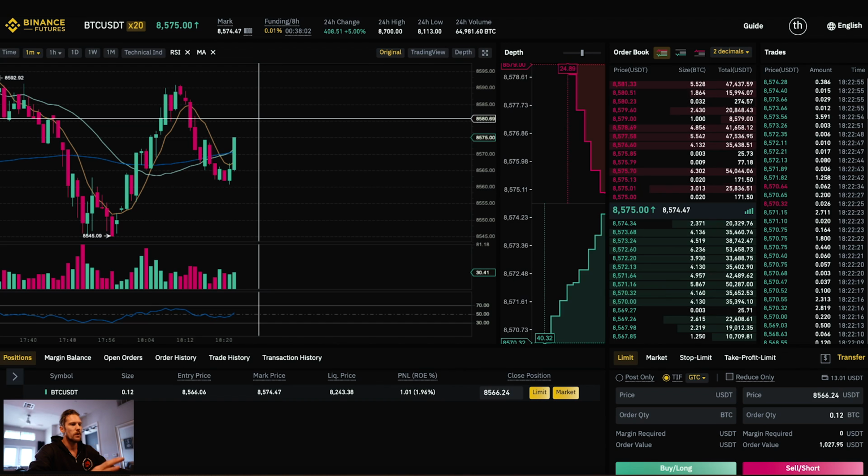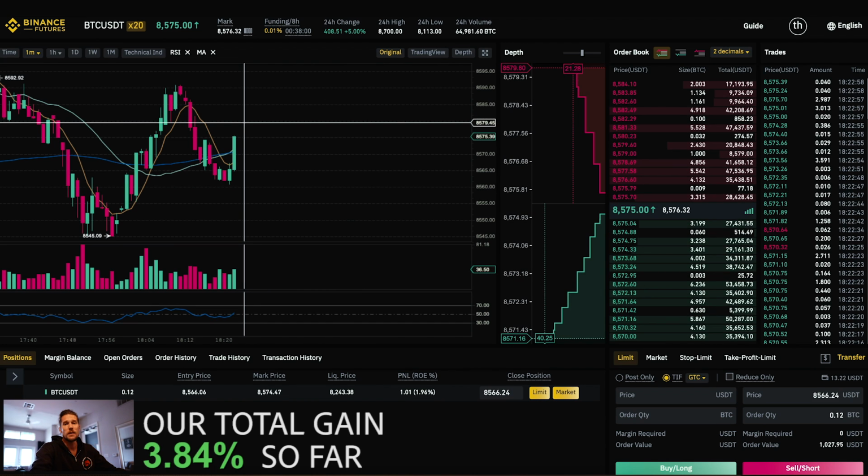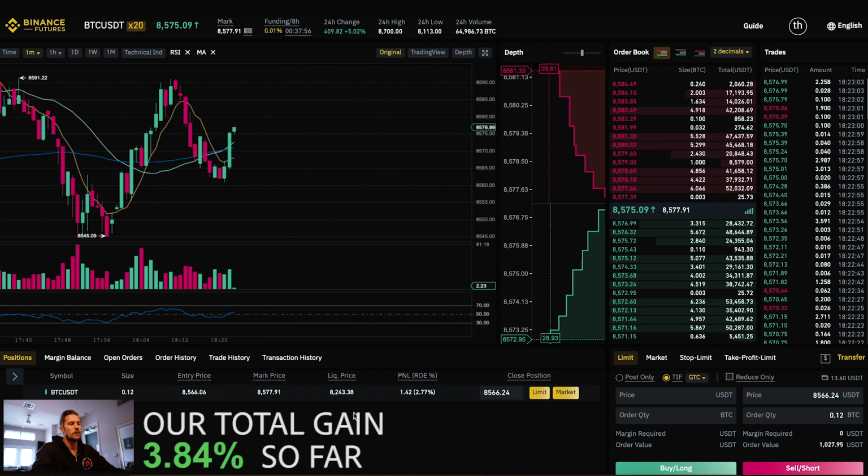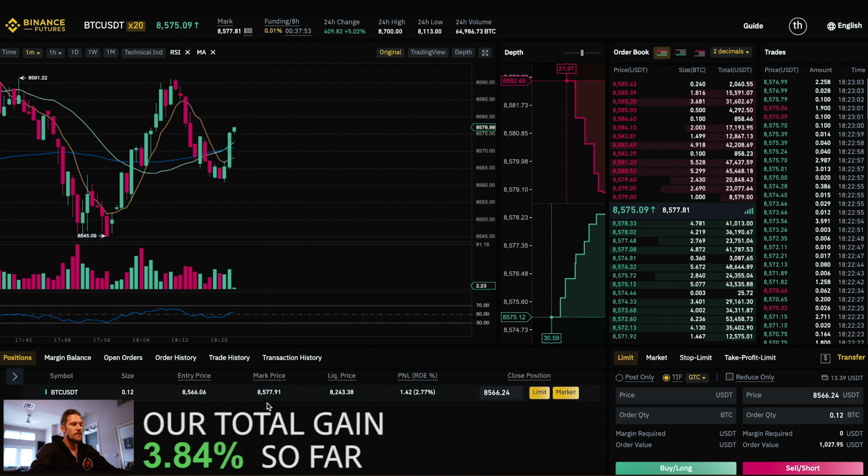So that's why you want to use your limits, use your limit position closing. So use your limit to close positions. We're at 2.7% up, so our entry price was 8,566.